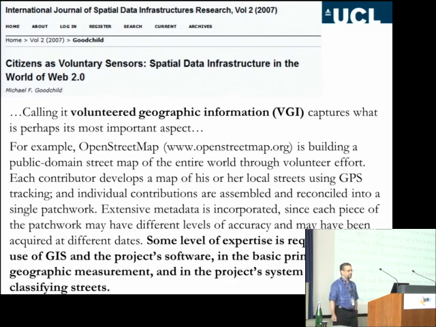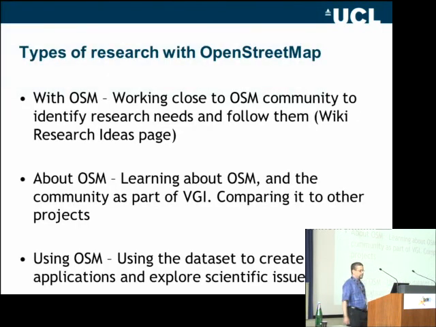But Mike Goodchild does raise the issue that some level of expertise is required in the use of GIS and the project software, in the basic principles of geographical measurement, and in the projection system for classifying streets. That's something that was mentioned yesterday. That's the whole problem of getting new people in, and it's a correct issue.